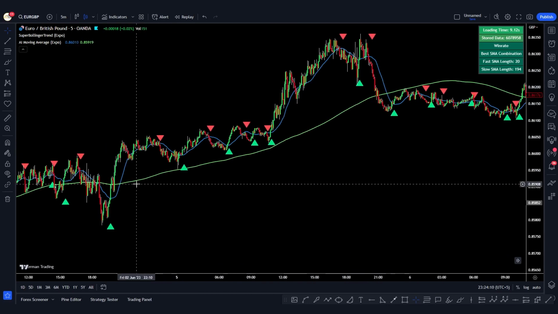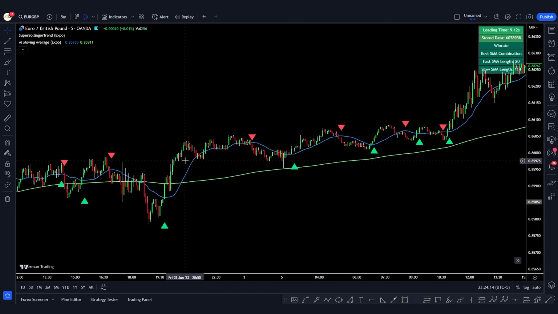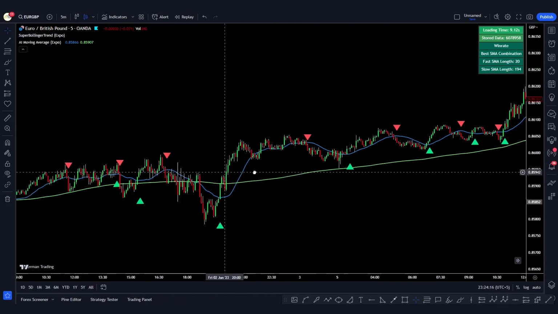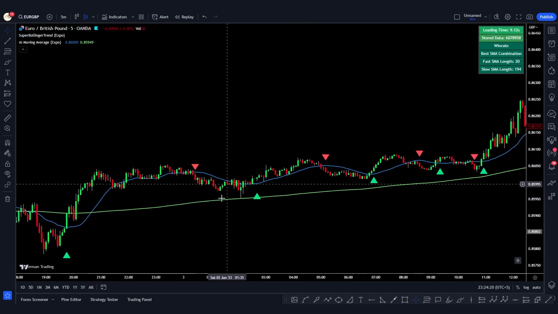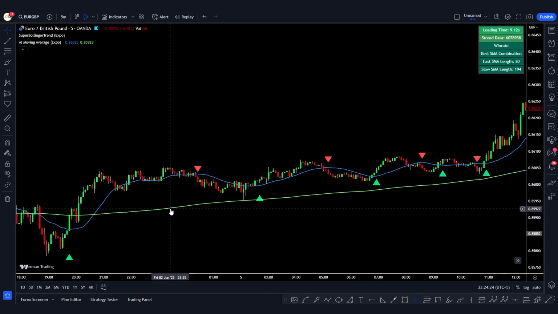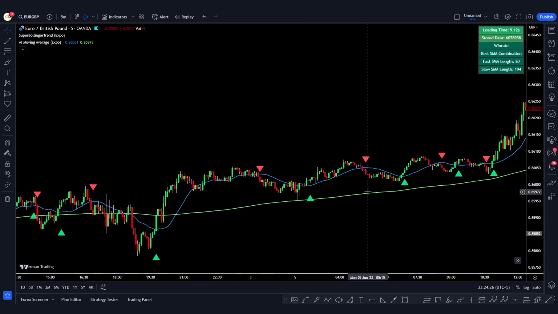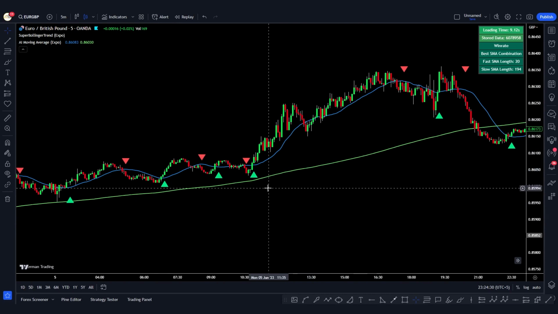So we're going to use these AI exponential moving averages as our confluence for taking trades with the Super Bollinger Trend indicator, and we're going to avoid any buy signals that come in the sell direction, and alternately we're going to avoid any sell signals that come in the bullish trend, as you can see here. So now let's go ahead and talk about the trading rules for taking long and short positions using this strategy.